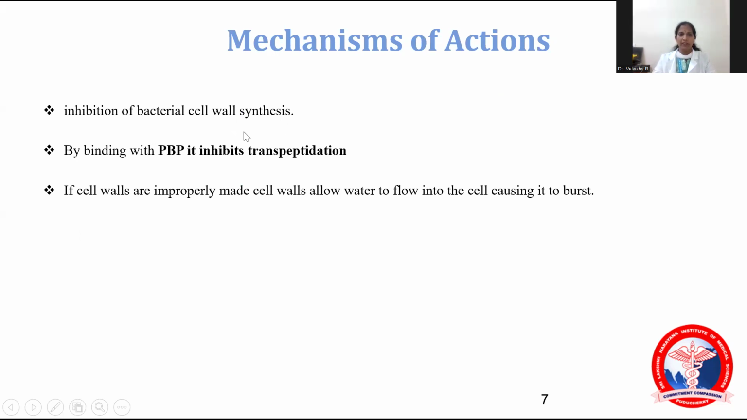So coming to the mechanism of action of penicillin, as I told, it inhibits bacterial cell wall synthesis. How does it inhibit bacterial cell wall synthesis? It binds with penicillin binding protein, and it blocks the steps of transpeptidation. So once the cell wall is not formed in a proper manner, due to osmotic drive, fluid will enter inside the bacterial cell, and the bacterial cell will burst and die. So this is the mechanism.